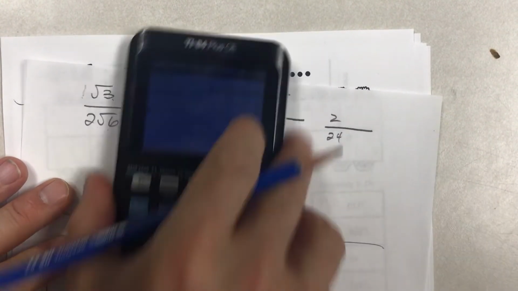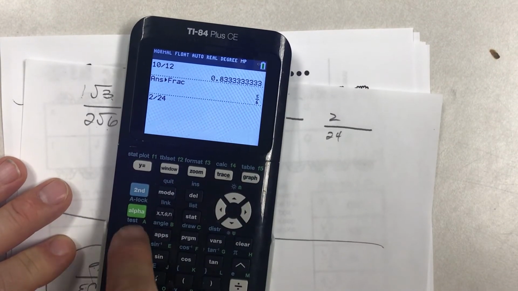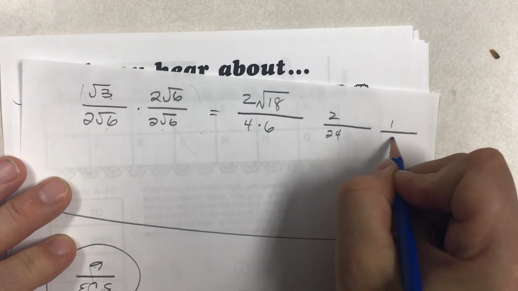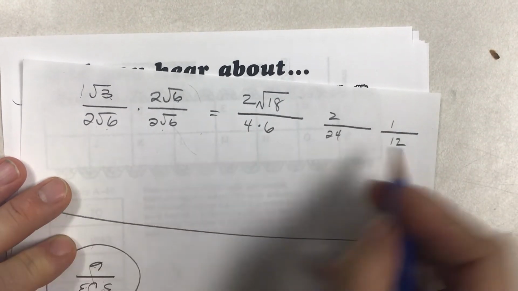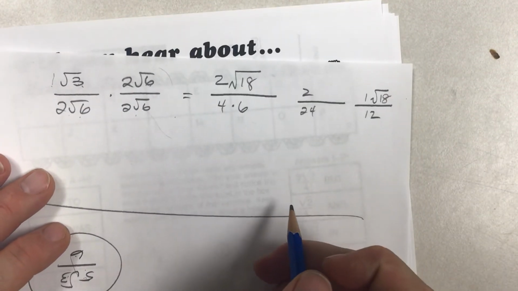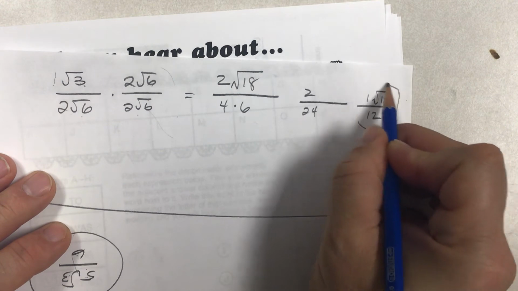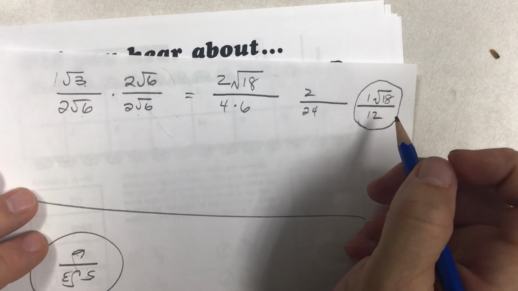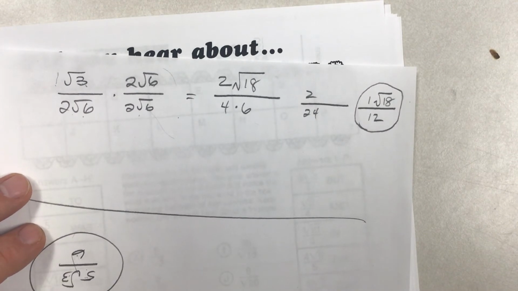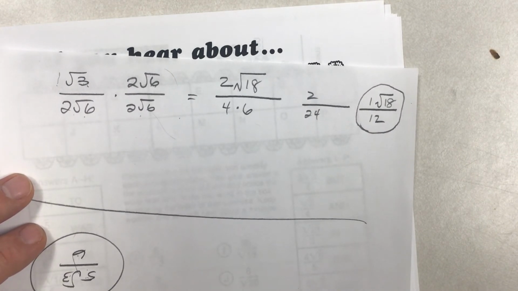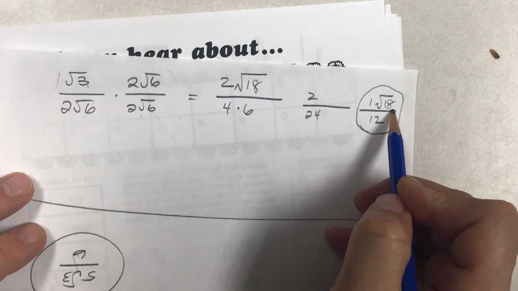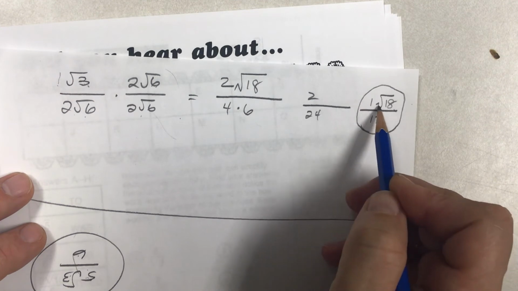Does that simplify? Let's see here. 2 divided by 24. Math, enter. Yes, 1 over 12. Okay, so it's going to be 1 over 12, and root 18. Now, I would say normally that would be your final answer, but in this case it's not. Can anyone tell me why this is not my final answer? That's root 18. Okay? So it's 1 over 12 times the square root of 18.